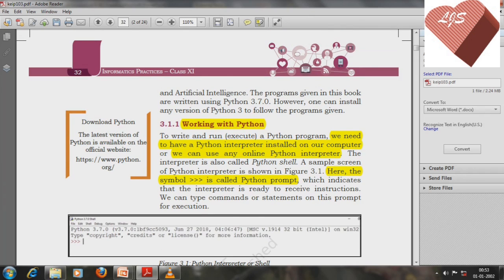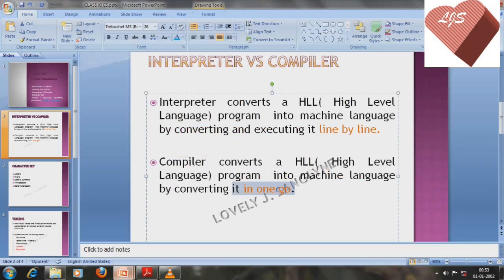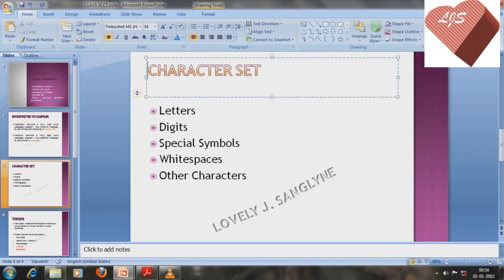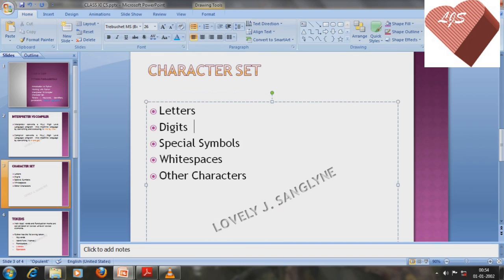So while learning any language, we obviously need to learn also the characters of that language. For example, here in the programming language using Python, we also need to learn the character set of Python. A character set is a set of valid characters that a language can recognize. And a character set represents any letter, digits, special symbols, white space, and other characters.